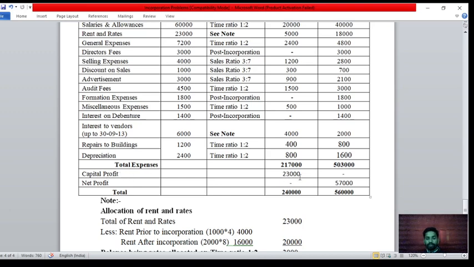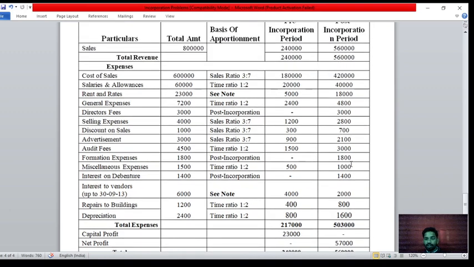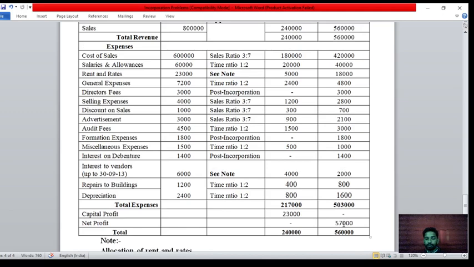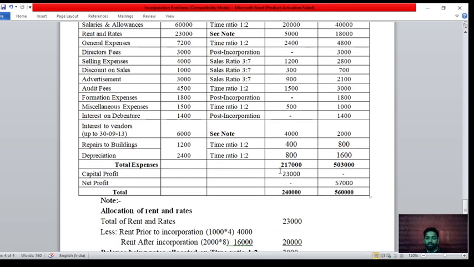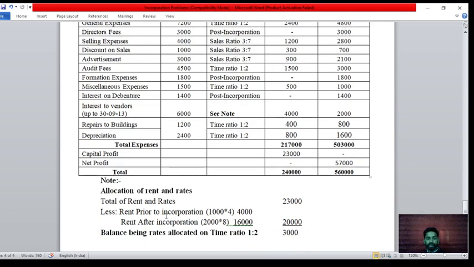Whatever profit is earned prior to incorporation is the capital profit, and whatever profit is earned after incorporation is the net profit or revenue profit. So this 5,60,000 minus all the expenses, 5,03,000, gives 57,000, which is the net profit. Now see, 2,17,000 plus 23,000 totals 2,40,000, and 5,03,000 plus 57,000 is 5,60,000. Like this we have to solve the problems.